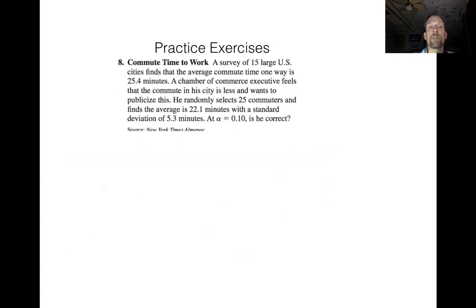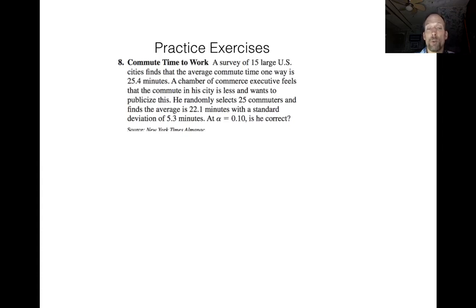They're telling us in here that if you commute to work, it's going to take you on average 25.4 minutes to get to your job. And there's this Chamber of Commerce executive, they think in their city the commute time is less, and they want to go out and try to prove that somehow. Now, if they're correct, if the commuting time is really less, that's really good news for your Chamber of Commerce official, because it's their job to grow the town, to attract business to it. So if something like this is true, that their commuting time is less, that's really useful information for them to promote their town with. So they went ahead, and it looks like they did a random sample of 25 commuters.